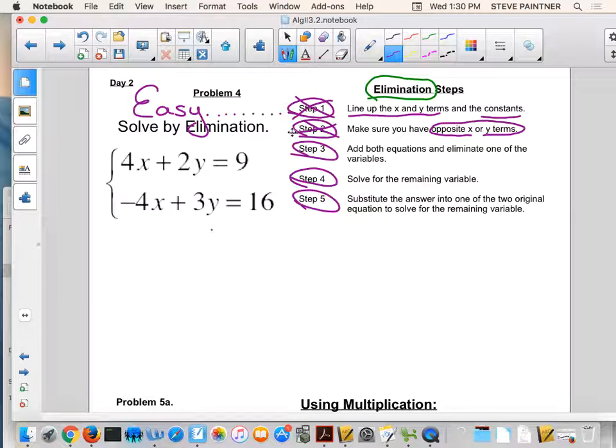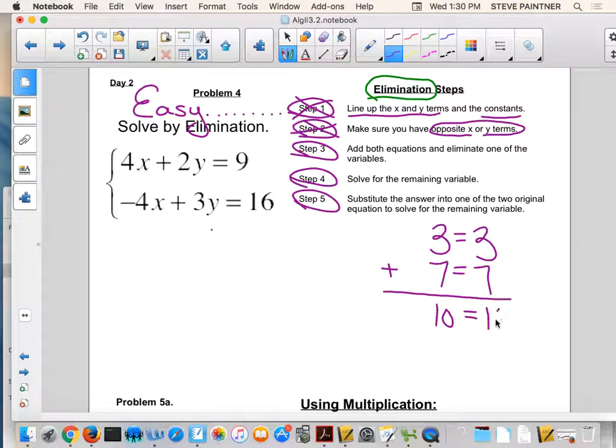Are you allowed to add equations? Yeah. You sure? Let's try it. 3 equals 3. Do you agree with that? Yeah. 7 equals 7. Do you agree with that? Yeah. So can you add equations? What would it say? 10 equals 10. It still works. You are allowed to add equations. So let's do it. Add both equations.